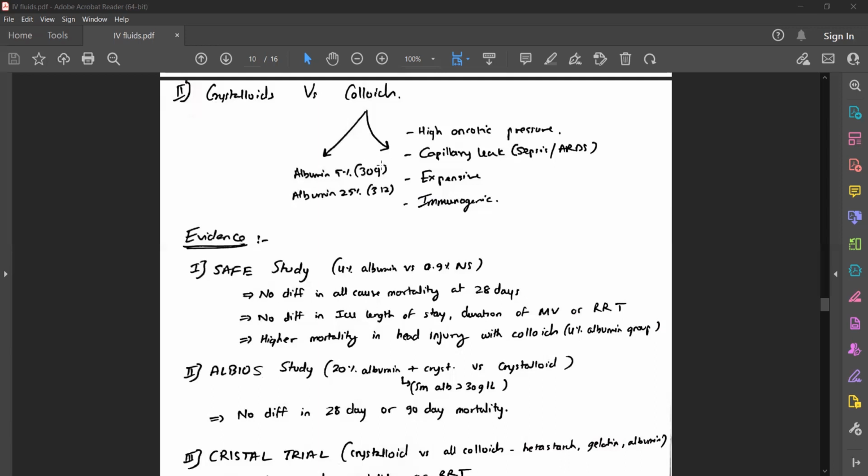Colloids mainly includes the blood products, platelets, FFPs, which you will of course use when you want to give somebody these products. Let's say if somebody has a hemorrhage, if somebody has GI bleed, hemorrhagic shock, in all these cases, of course, you're going to transfuse blood. But what about the solutions like albumin, 5% albumin, which has an osmolarity about 309, and 25% albumin, which has an osmolarity of about 312.